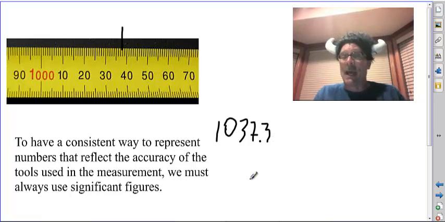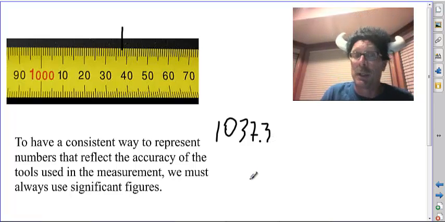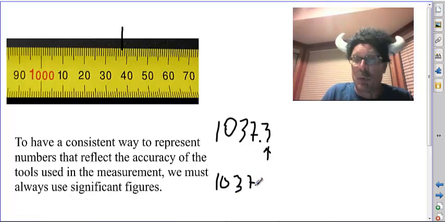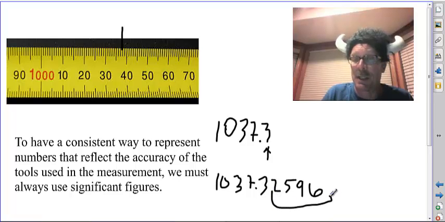Okay. That's about all I can do because that's the best I can do is use all the lines and then the last gap in between the lines, which I can estimate, and the last number is always estimated very well. I could not just determine that this is 1,037.3, let's make up some numbers, 2, 5, 9, 6. And you know as well as I do, I can't do that because this was just guessing.